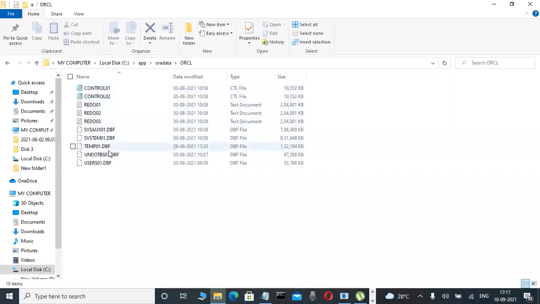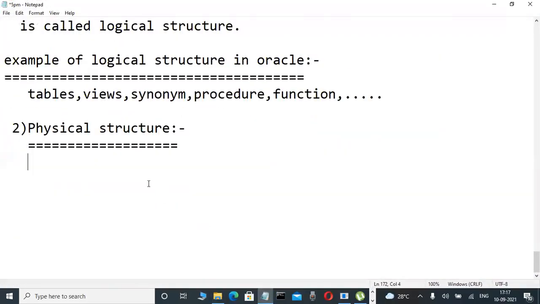These things are called physical structure. A structure which is visible in the operating system is called physical structure. Actually, physical structure means a collection of data files, control files, redo log files. You don't have an idea about these files in this class. Okay, write it down: physical structure.